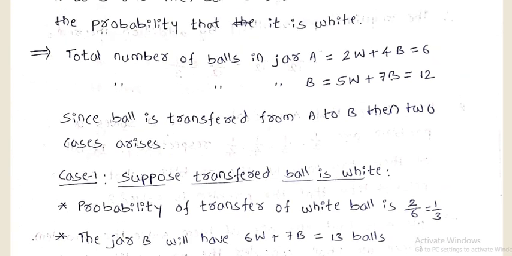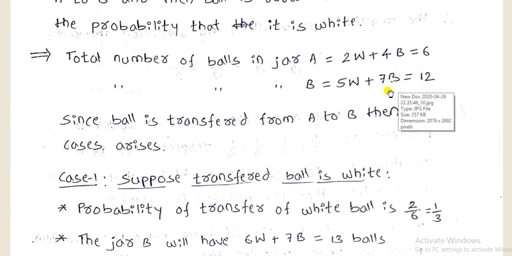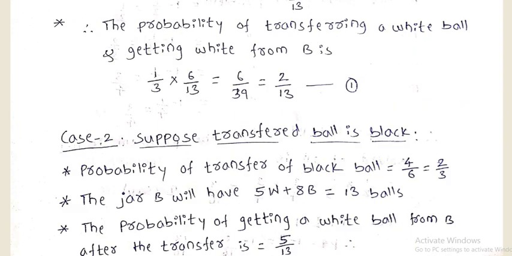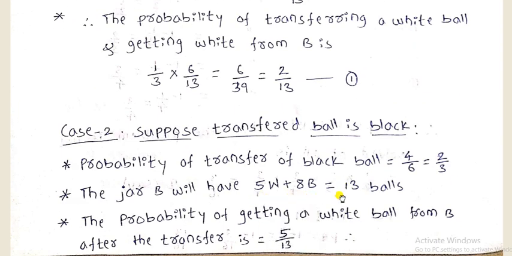After transferring a black ball from jar A to jar B, jar B already contained 7 black balls. Adding one more black ball, jar B has 8 black balls plus 5 white balls. So once again we get 13 balls here, 5 white and 8 black. Next, the probability of getting a white ball from jar B after the transfer is 5 divided by 13.